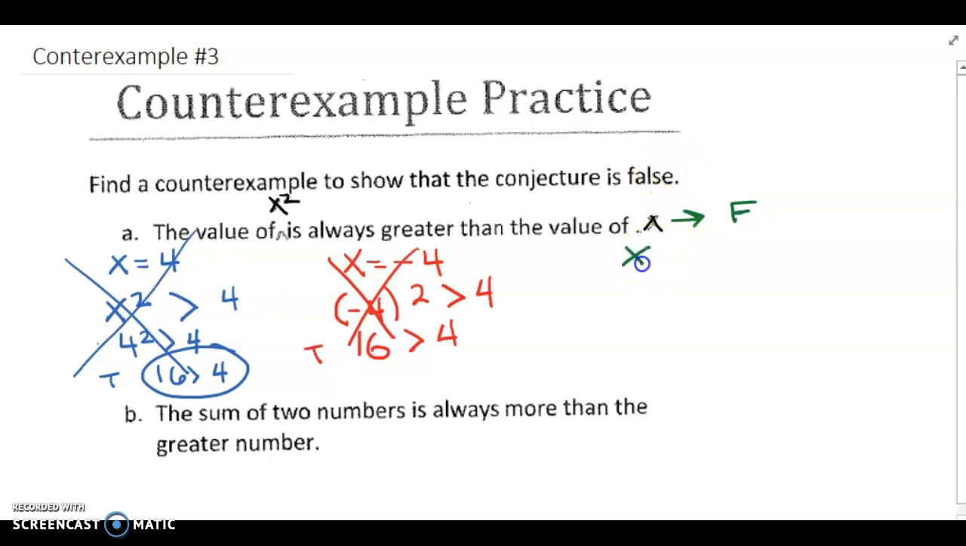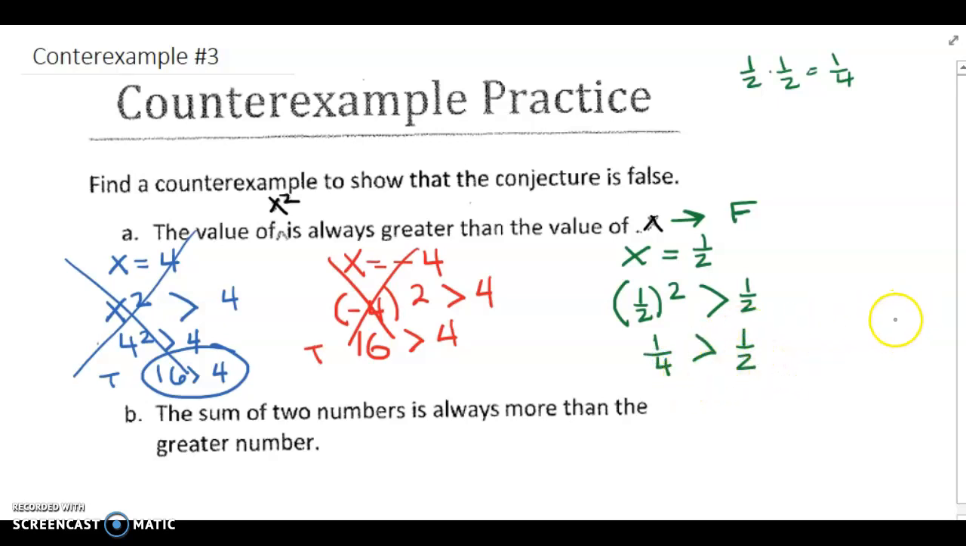All right, let's try a fraction. So let's try when x equals 1/2. Okay, so if the value of x squared is greater than the value of x, which in this case is 1/2. Well, guys, 1/2 squared is just 1/2 times 1/2, which is 1/4. So 1/4 is greater than 1/2. Is that a true statement? Is 1/4 really bigger than 1/2?